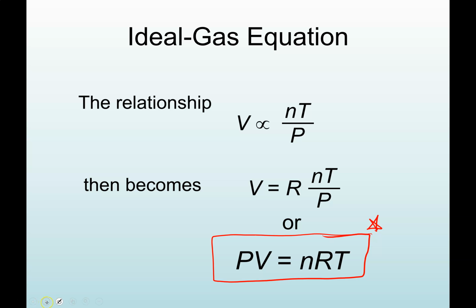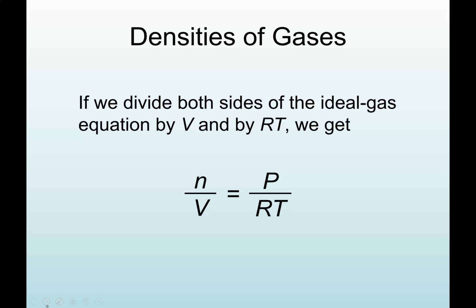From there, we can talk about how we can get more than just this type of information from the ideal gas law. In other words, it's nice to know pressure, volume, moles, and temperature, but sometimes we want to get different pieces of information. For instance, maybe we want to know the density of the gas we're working with. We can manipulate the ideal gas law by dividing both sides of it by V and by RT to get moles over volume on one side.